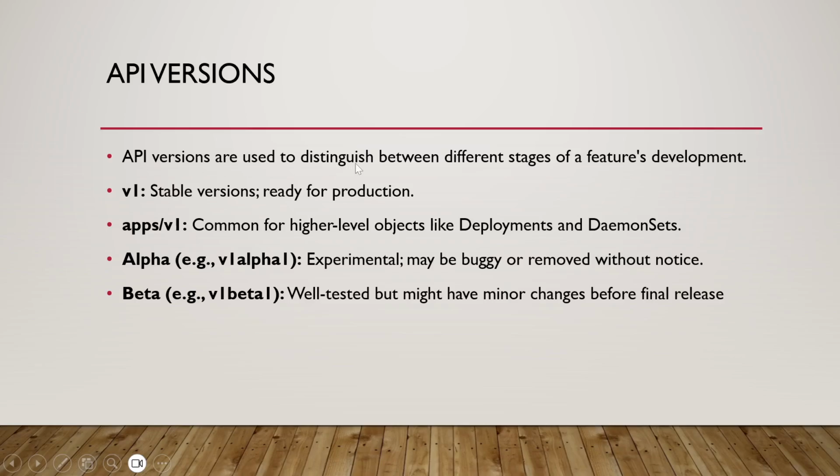Okay, so let's talk about the API version. API versions are used to distinguish between different stages of feature development. Version 1 is the very stable version, ready for production. If it's written like apps/v1, common for higher-level objects like deployments and daemon sets, it's also stable. If it's written like v1alpha1, you have to be very cautious about using it in production, although you can use it in a lower environment like development. It's very experimental and maybe buggy, or may be removed without any notice.